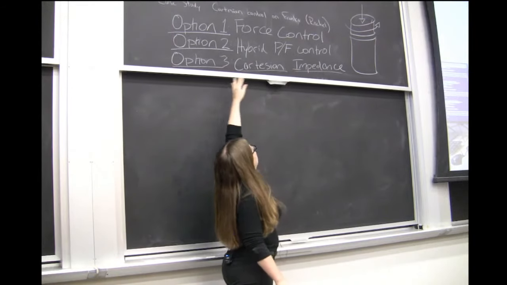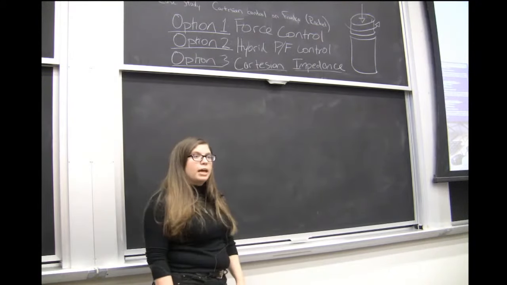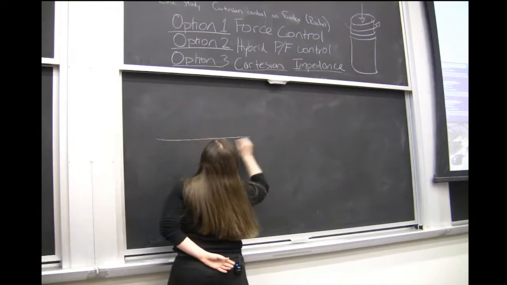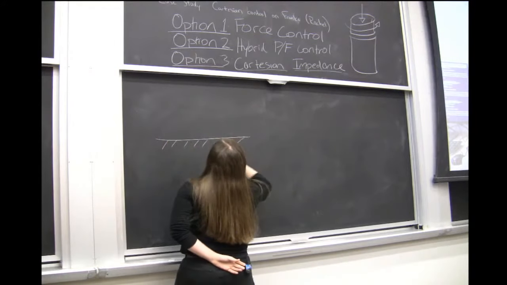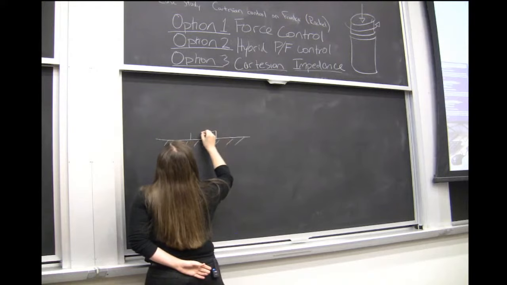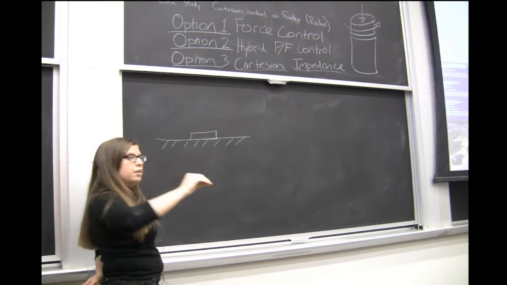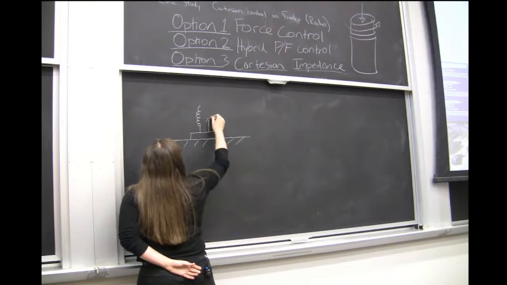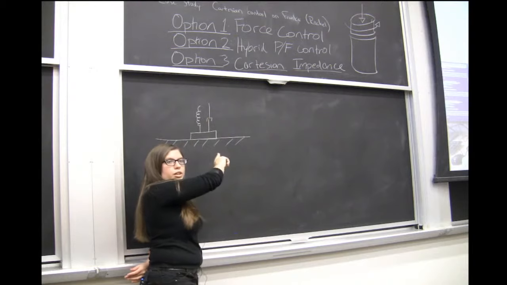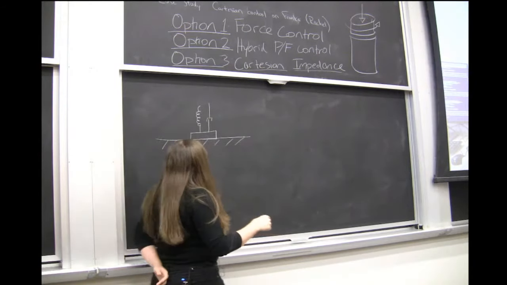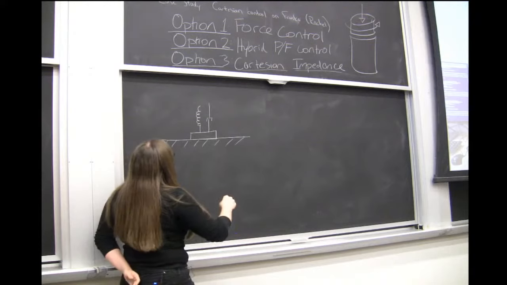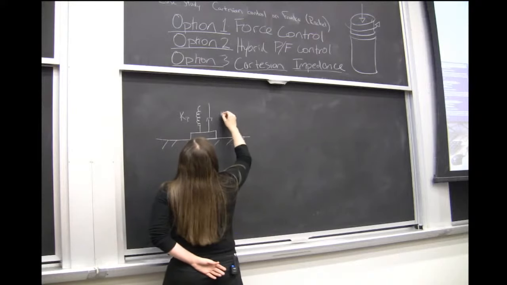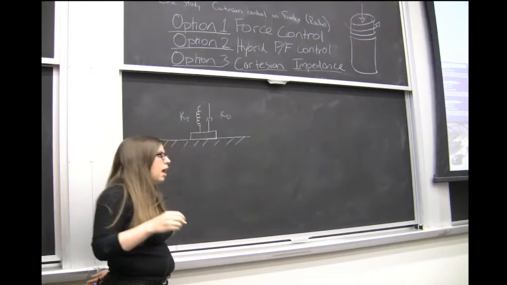So I want to open a bottle using Cartesian impedance control. How am I going to do that? Russ somewhat stole my punchline, that's okay. So let's say that we have a ground and we have our end effector, and we're dealing in Cartesian impedance space. So we have a spring. This is a symbol for a damper, if that's unfamiliar to anyone. Okay. So we specify a stiffness and a damping and a set point.